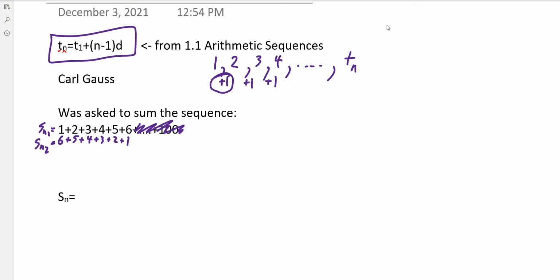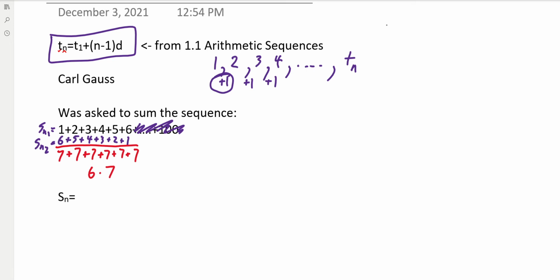If I add those two series together, then every term adds up the same: 1 plus 6 is 7, 2 plus 5 is 7, 3 plus 4 is 7, 4 plus 3 is 7, 5 plus 2 is 7, 6 plus 1 is 7. So every single one of these terms adds up to 7. And how many 7s are there? There are 6 7s. So we can say 6 times 7.